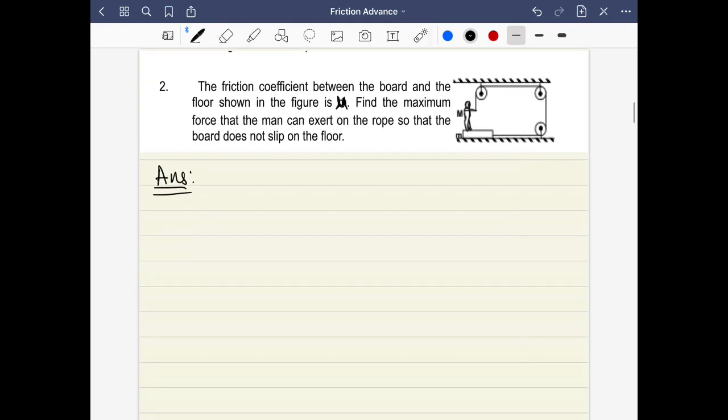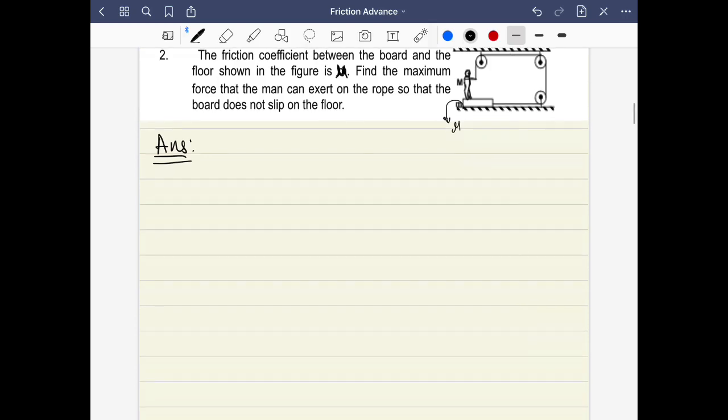Now we have the second question, and that is the friction coefficient between the board and the floor shown in the figure is mu. So here the friction coefficient between the board of mass small m and the floor is mu, so that indicates this is mu given. Find the maximum force that can be exerted on the rope so that the board does not slip.